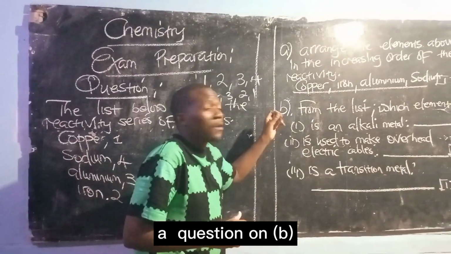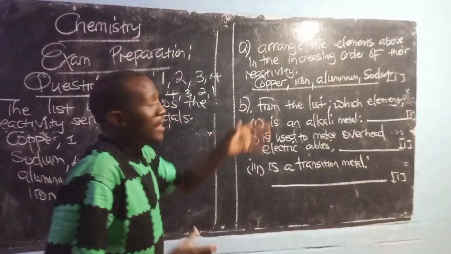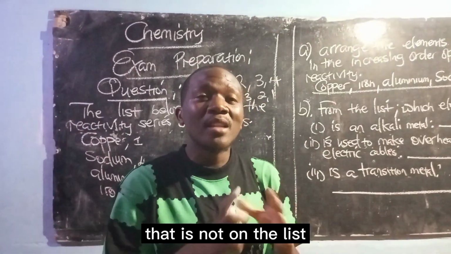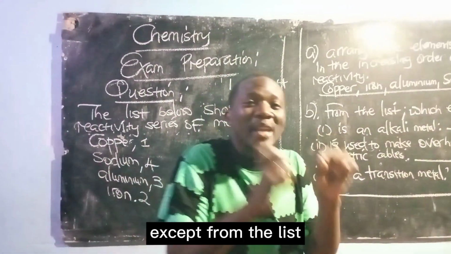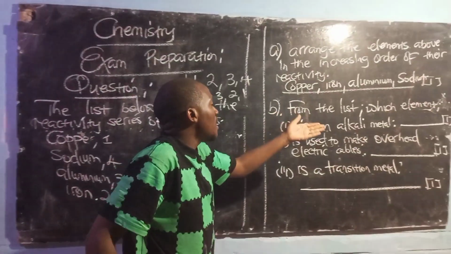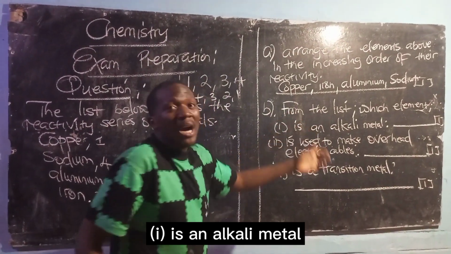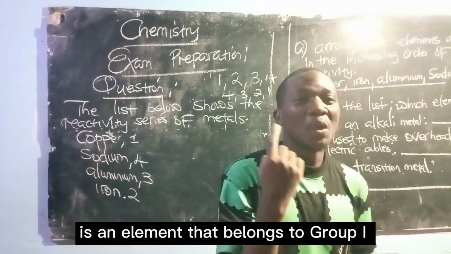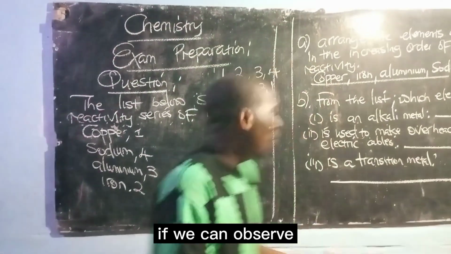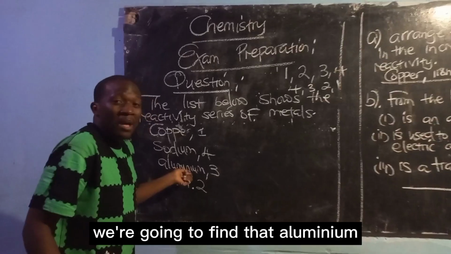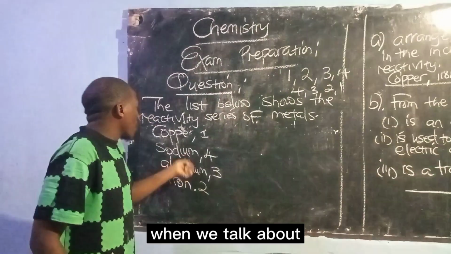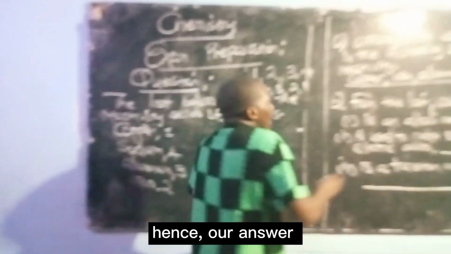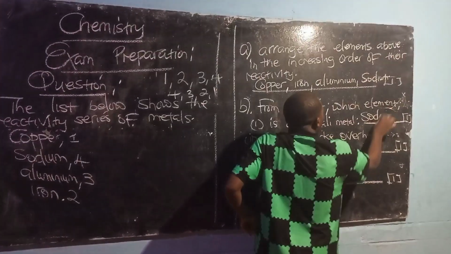There follows a question on B. This is a restriction that we will not pick any element that is not on the list. From the list, which element is 1, an alkali metal? An alkali metal is an element that belongs to group 1. If you observe, aluminium belongs to group 3, and copper and iron are transition metals. Hence, our answer becomes sodium.